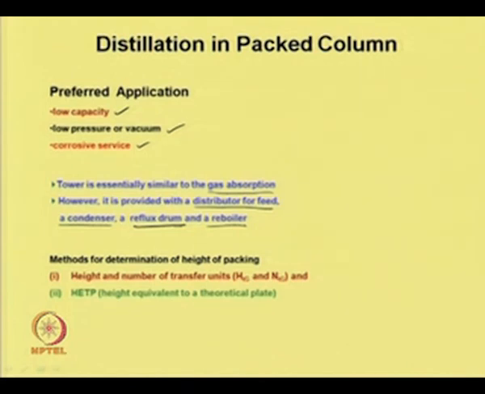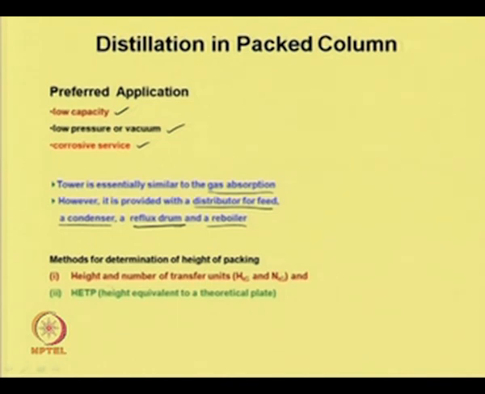In this case, we have to determine the height of packing required for a given separation. How to determine that? Two general methods are generally employed. One is the height and number of transfer units method, which is the HTU or NTU method, and then the HETP method. HETP is height equivalent to a theoretical plate. The HETP method is essentially similar to what we have discussed for packed tower absorption.